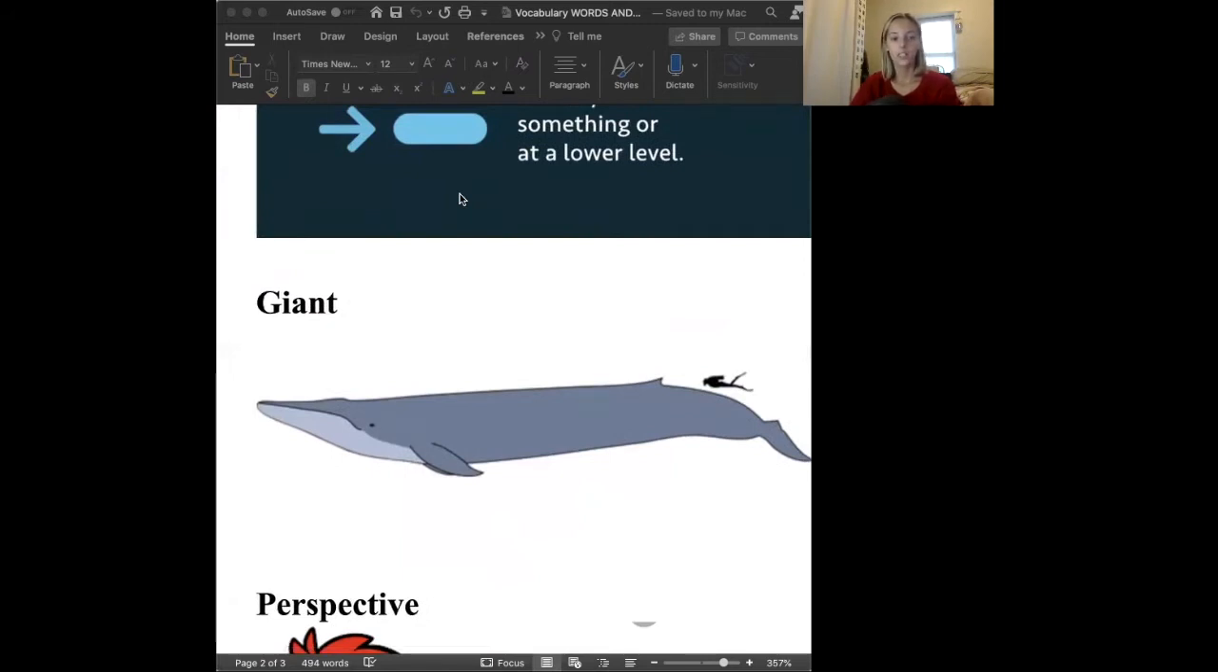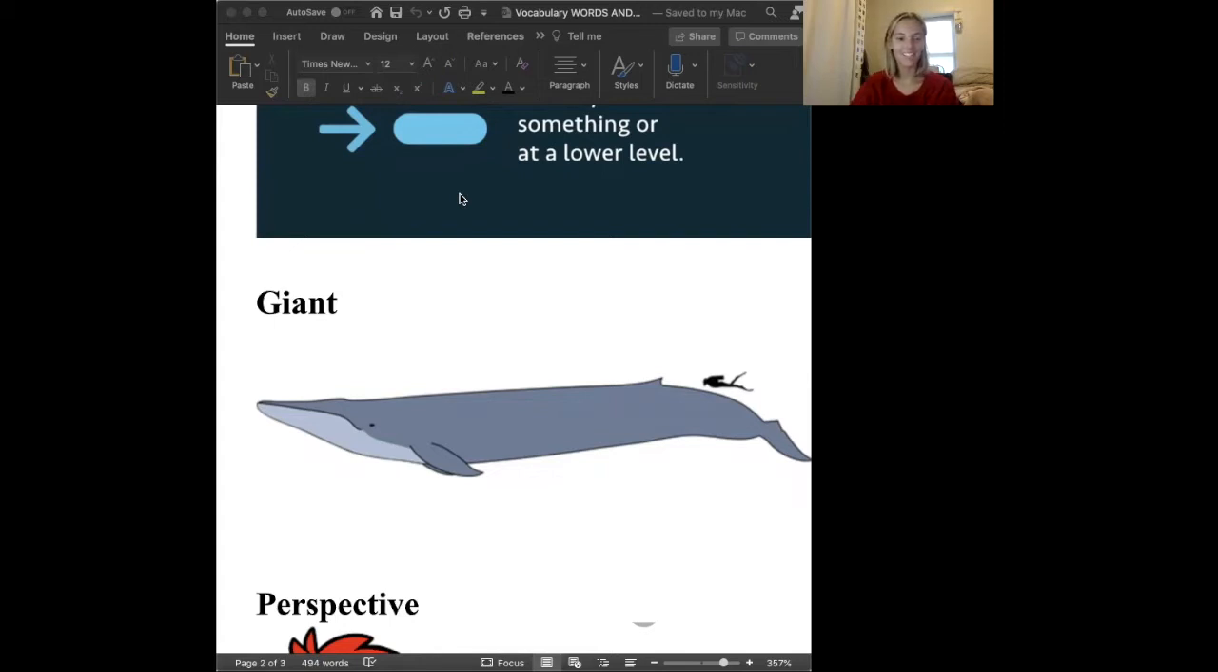So now our third word is giant. Giant means very large or oversized. An example of the word in a sentence can be if you look at the size of a human next to a whale, as seen in the picture, the whale is a giant. Now let's say the word together, giant.